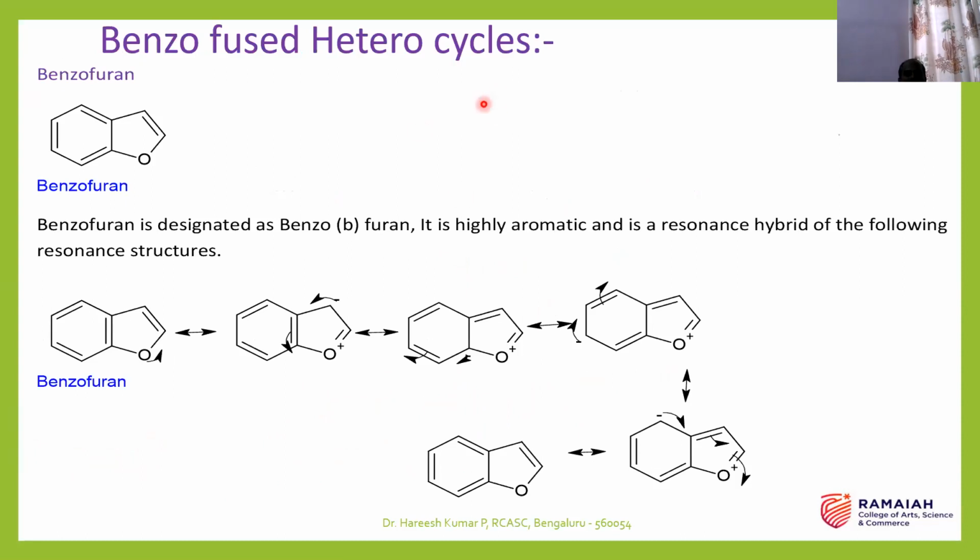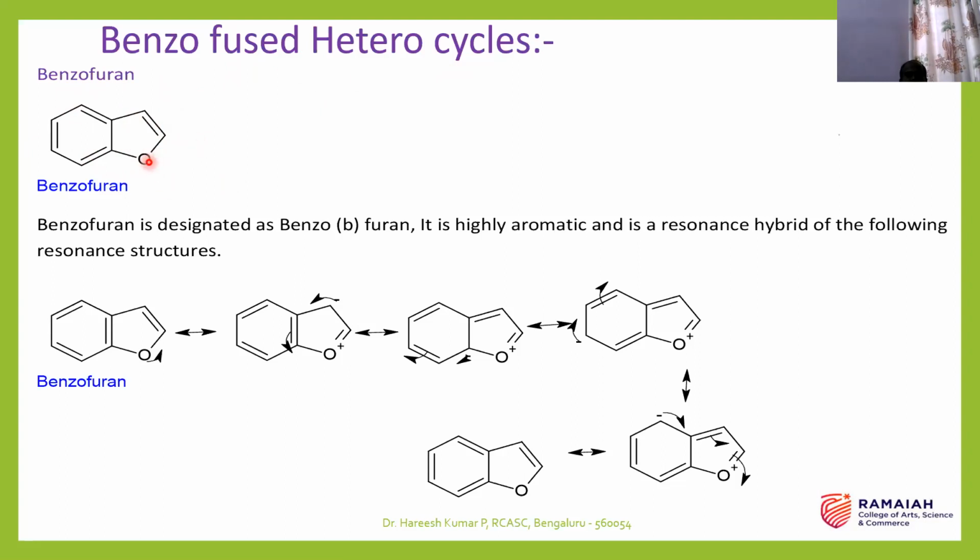In the next slide, we are taking the benzo-fused heterocycles. This is the benzene, and this is a five-membered ring called furan. Benzo-fused furan is called benzofuran. From now onwards, we will discuss the benzo-fused heterocycles, for example, benzofuran, benzothiophene.